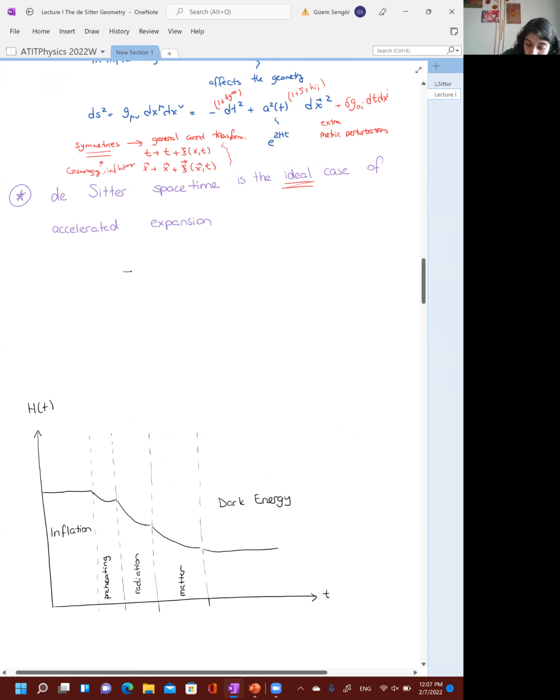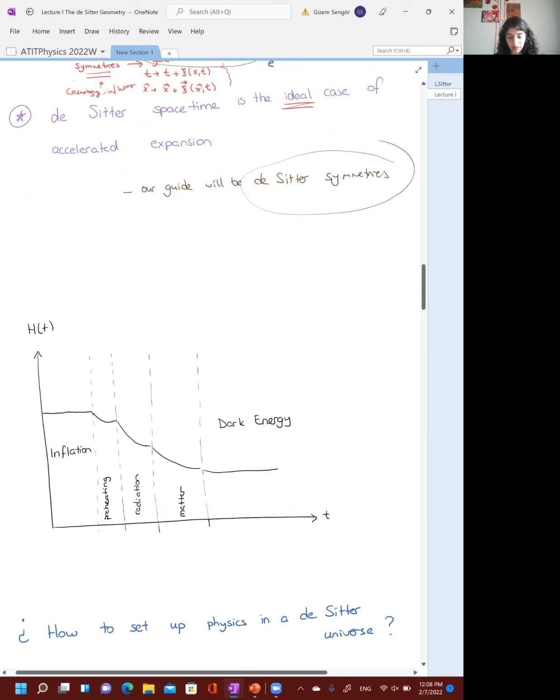So when we do this, our guide will be the de Sitter symmetries, as opposed to general coordinate transformations. Okay.